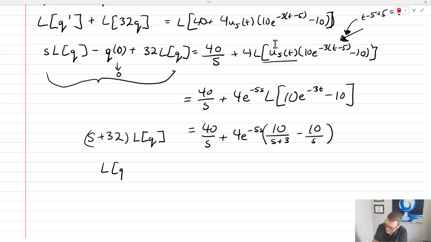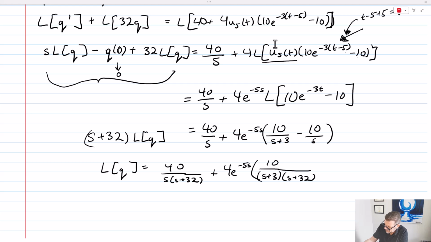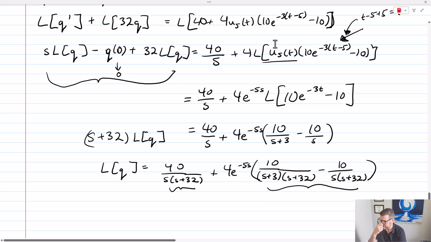So I've got L of Q equals 40 over s times s plus 32, plus 4e to the negative 5s times 10 over s plus 3 times s plus 32, minus 10 over s times s plus 32. Now I'm almost there, because I've just got to get these into a form in which I can actually take an inverse Laplace transform, something that I know I can work with.